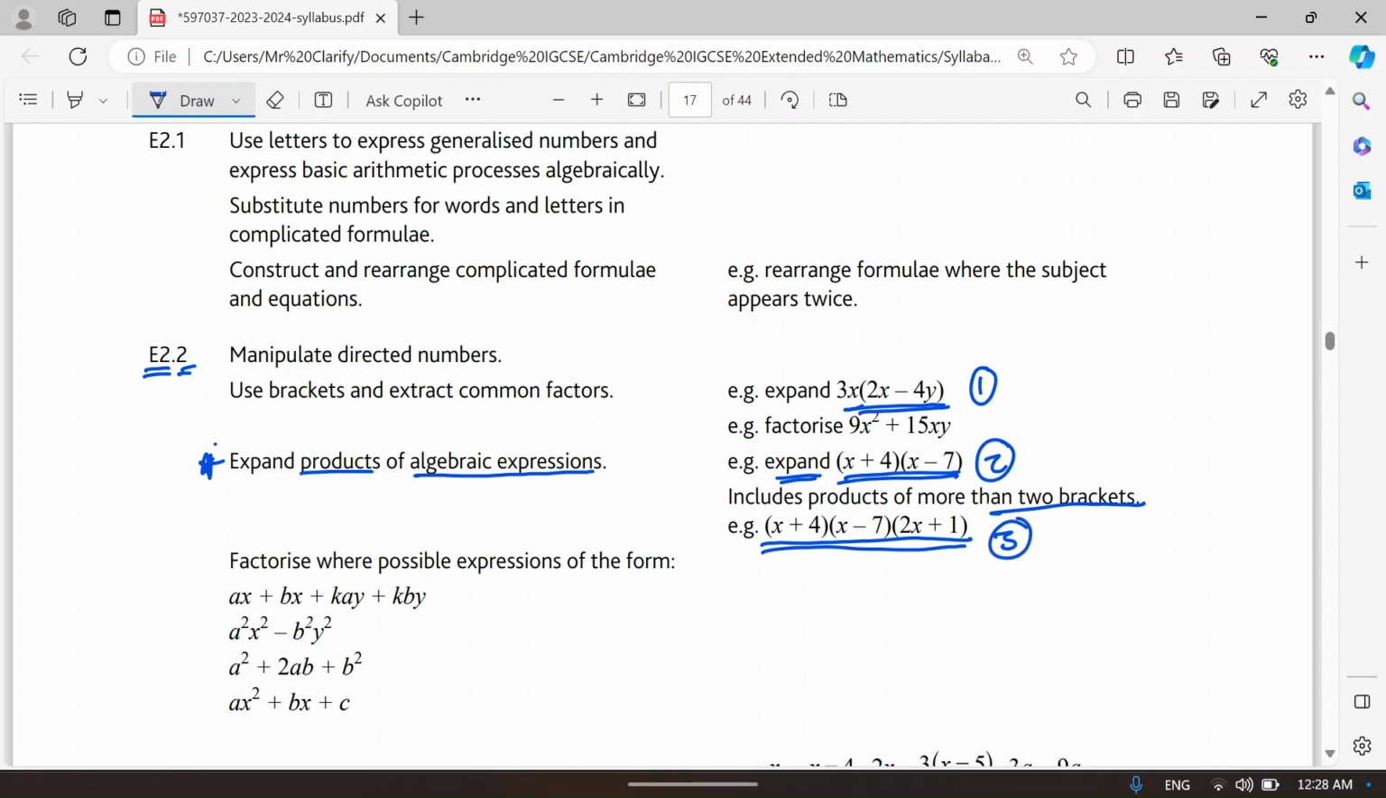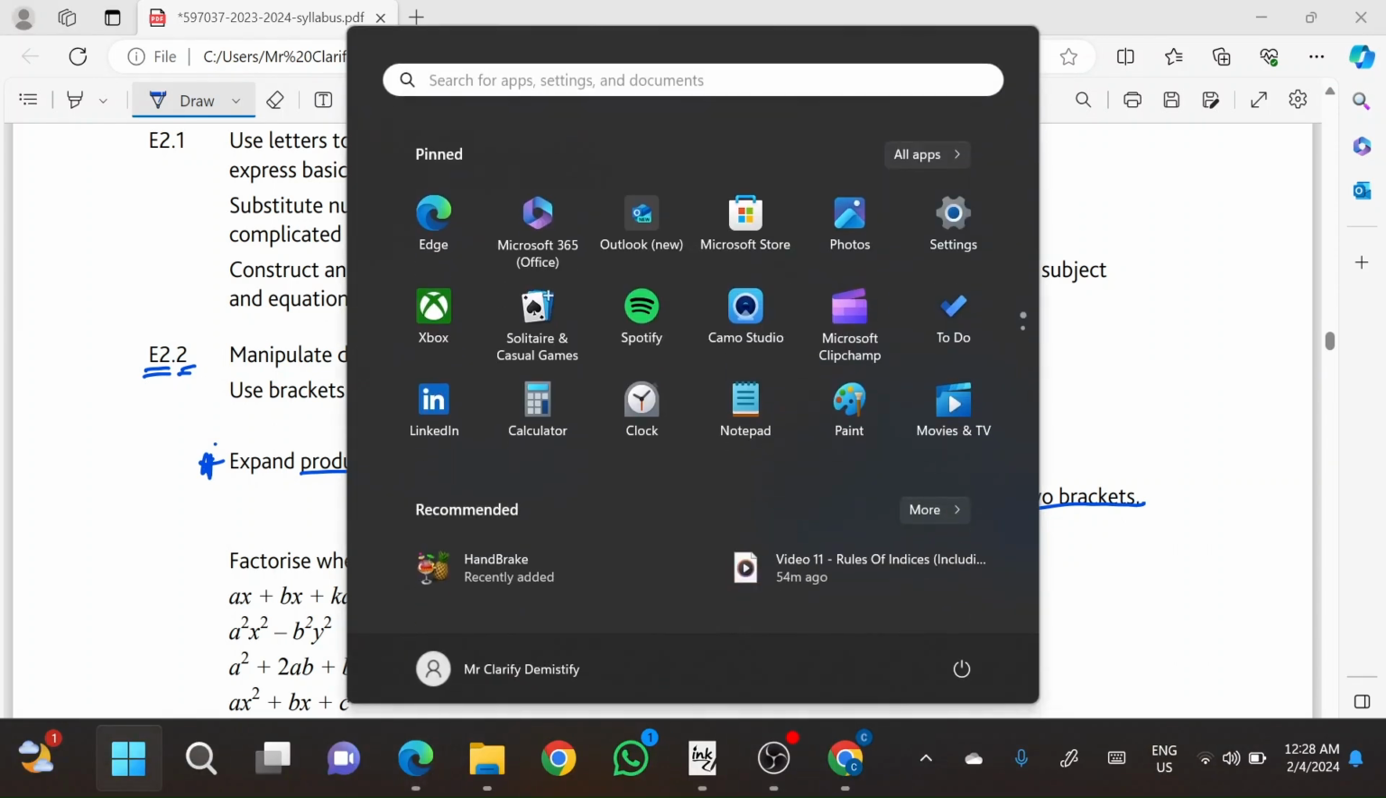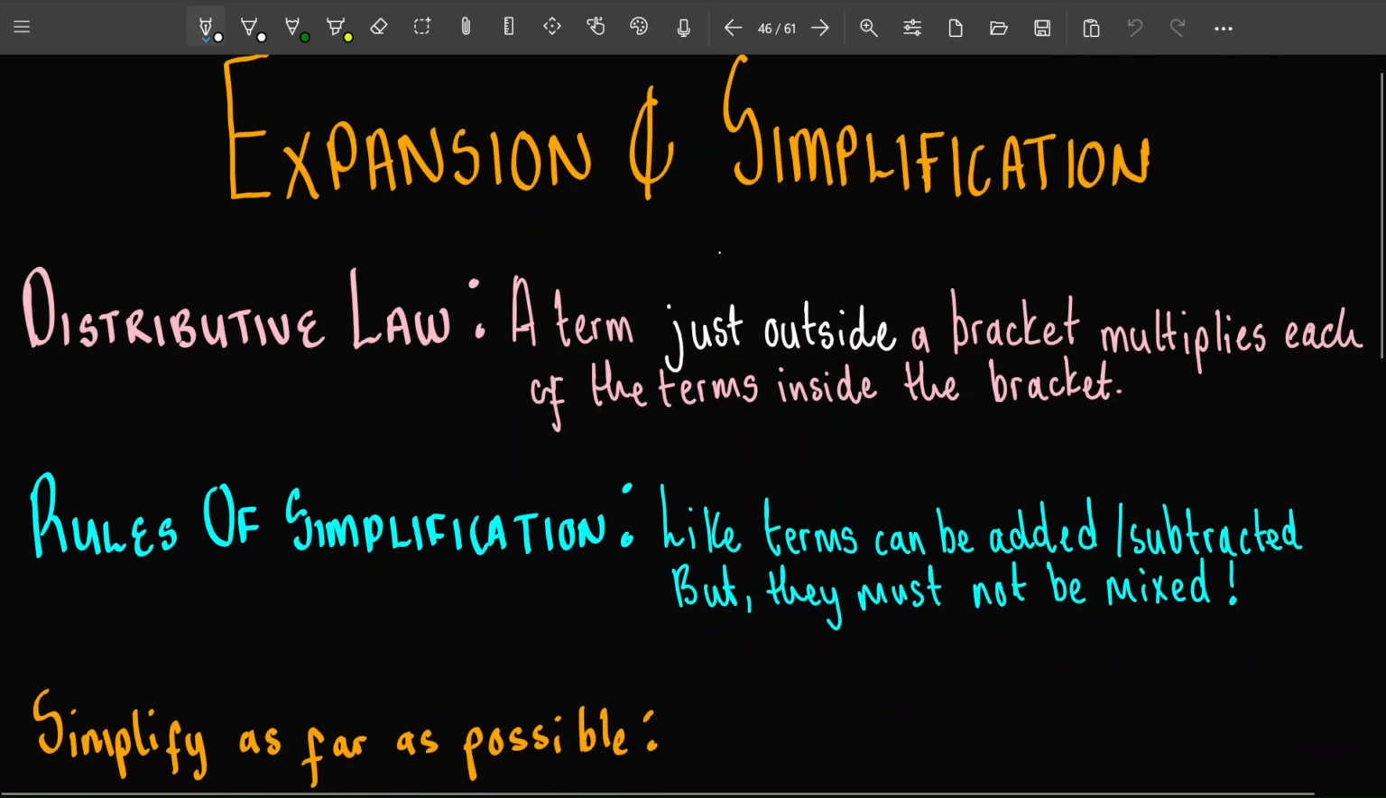So in this one, we will know how to simplify and how to expand one bracket. And then in the next one, we go through the 2 bracket expansion. Then obviously we'll end at 3 bracket expansion. So let's go through it. Here we go. Expansion. What is it about?